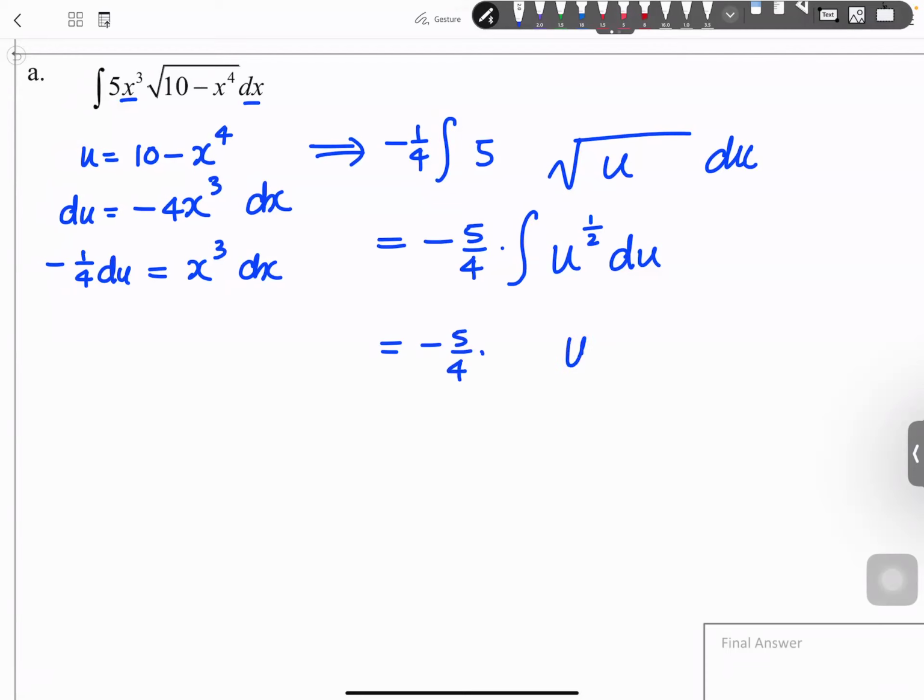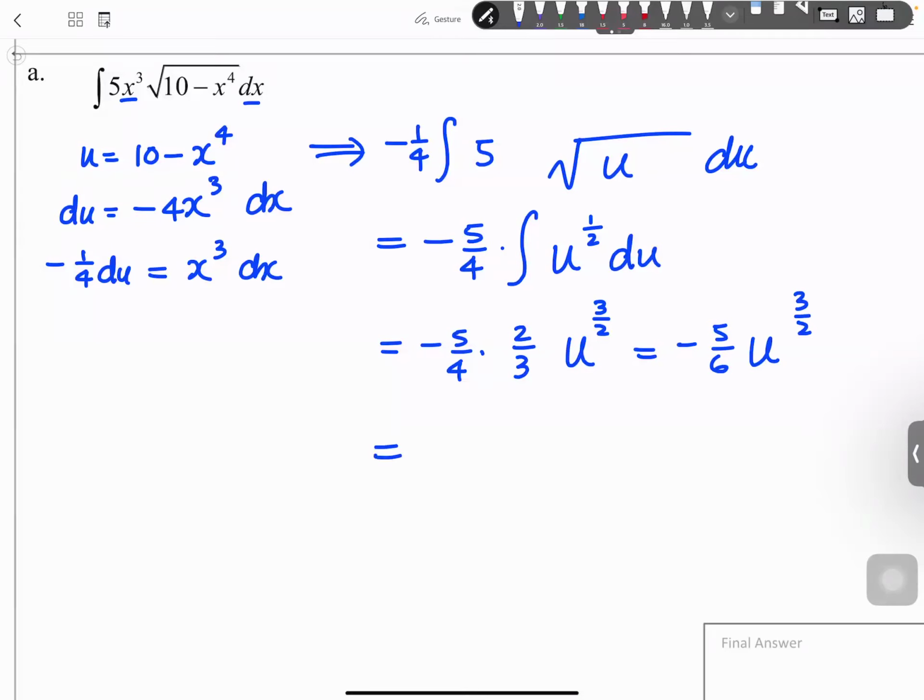All right, add 1 over add 1. If I add 1 to 1/2, it's equal to 3/2. You can either divide by 3/2 or immediately multiply by 2/3. All right, and I'm going to clean this up a little bit. So let's see, I get 10 over 12, which is going to simplify, and it's just going to be 5 over 6, right? So negative 5 over 6 u to the power 3/2.